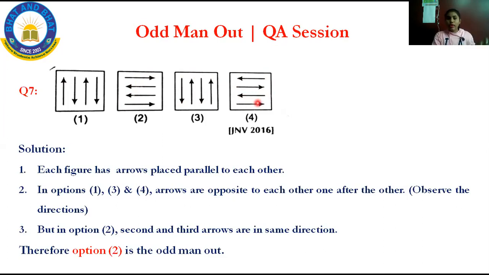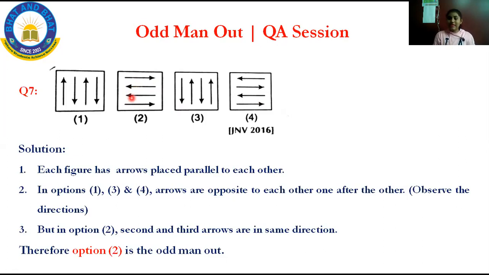See, in option 1, option 3, option 4, the arrows are opposite to each other. One is downwards, one is upwards, one is right, one is left. But in option 2, arrow number 2 and arrow number 3 are in the same direction. Look at the screen there. They are in the same direction. So what is the correct option? Option 2 is the correct answer.